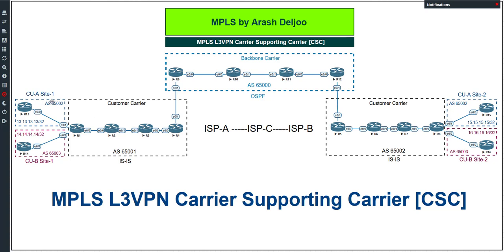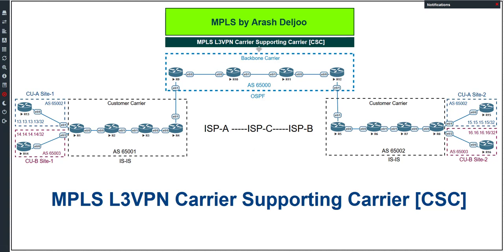As you can see here, customer A site 1 and customer B site 1 are connected to one ISP. Assume that this is ISP A, and customer A site 2 and customer B site 2 are connected to, for example, ISP B, which is another ISP. We can't connect these two ISPs directly to each other. Because of that, we can't use MPLS Layer 3 VPN inter-AS option A, option B, option AB, or option C. Why? Because we don't have a direct link between these two ISPs.